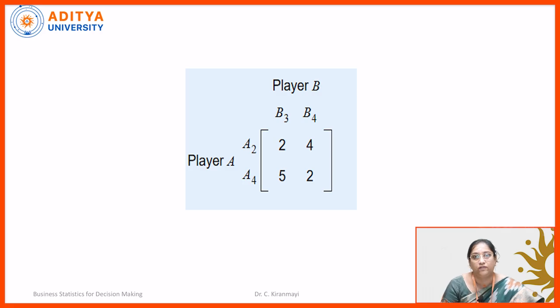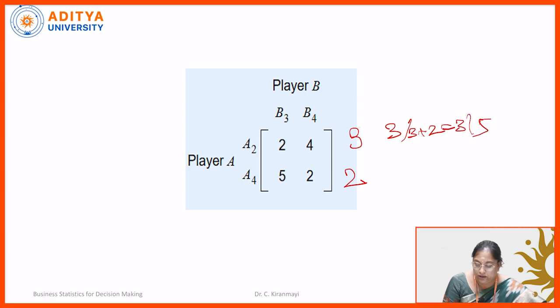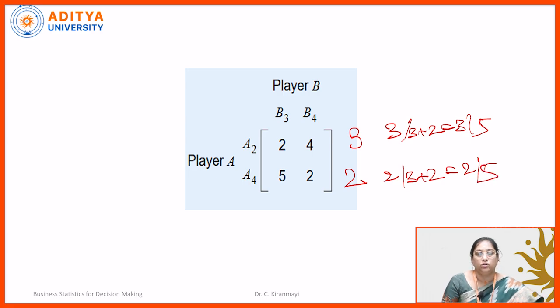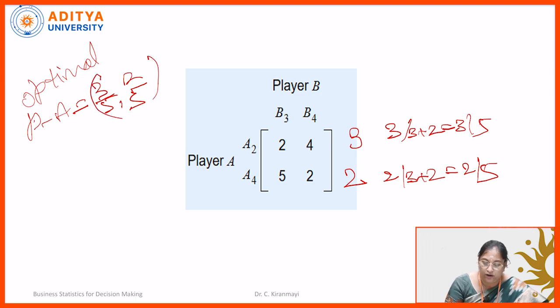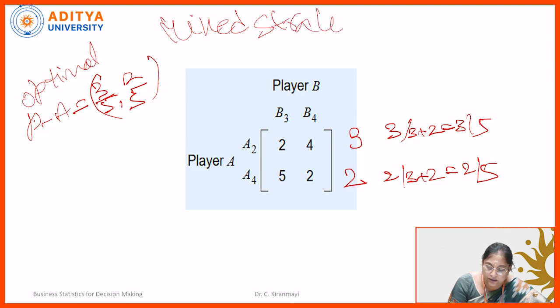Let us solve this 2 by 2 game now. So, difference 5 minus 2, 3, 4 minus 2, 2. Therefore, it is 3 by 3 plus 2, that is 3 by 5. It is 2 by 3 plus 2, that is 2 by 5. So, optimal strategy for player A is 3 by 5, comma 2 by 5. There is no saddle point, therefore, the players are said to be using mixed strategies.